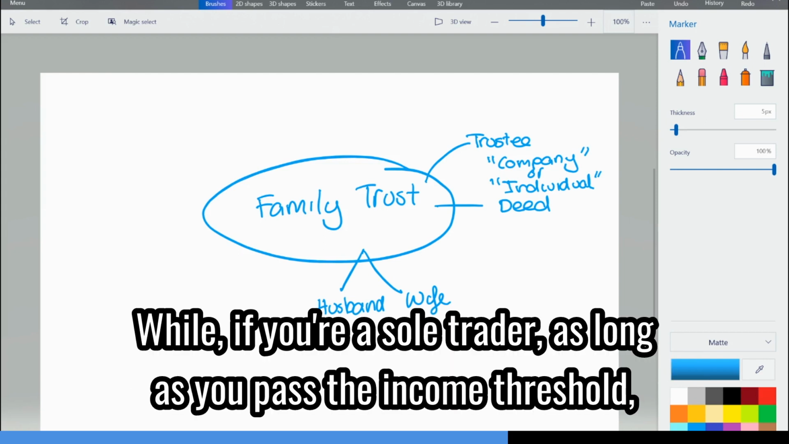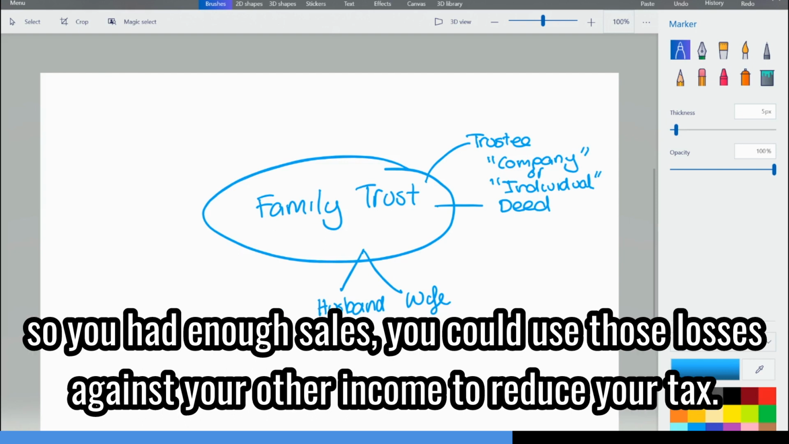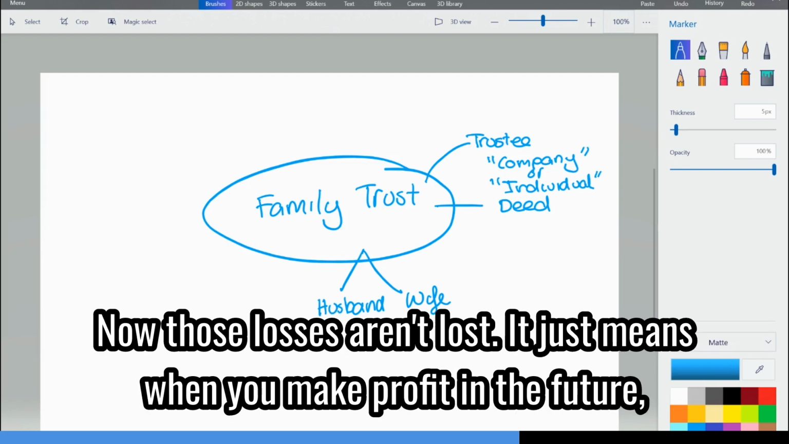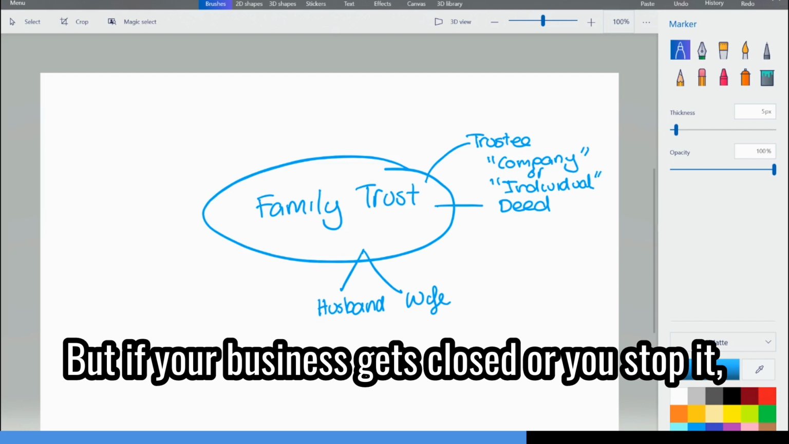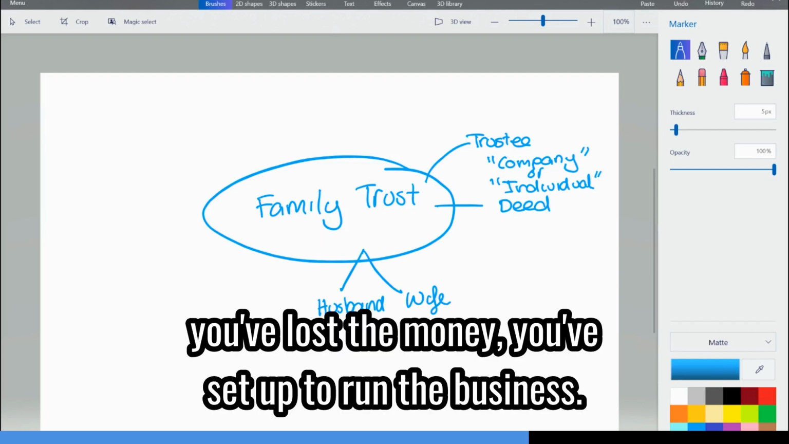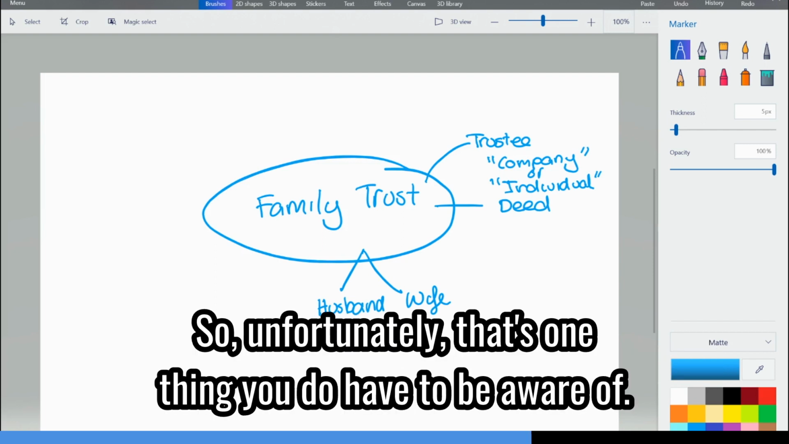Well, if you're a sole trader, as long as you pass the income threshold, so you had enough sales, you could use those losses against your other income to reduce your tax. Now, those losses aren't lost. It just means when you make profit in the future, you can use up those losses in that time. But if your business gets closed or you stop it, you've lost the money you've set up to run the business. So unfortunately, that's one thing you do have to be aware of.